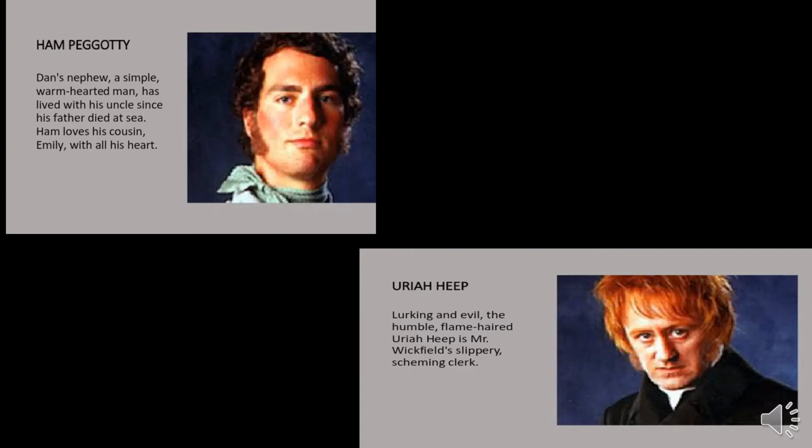We have Uriah Heep. He is very evil, humble, flame-haired. He is Mr. Wickfield's slippery, scheming clerk. He was very poor, and he lived alone with his mother. He was very cunning. He used twisted means to get to his aims. He destroyed Trotwood, was very rude, and dared to offer help to Trotwood, although he was the one behind her financial ruin.